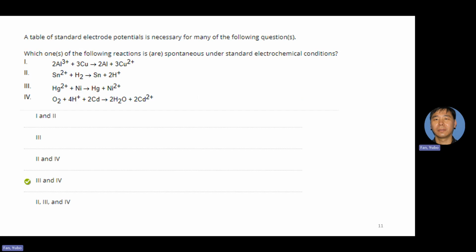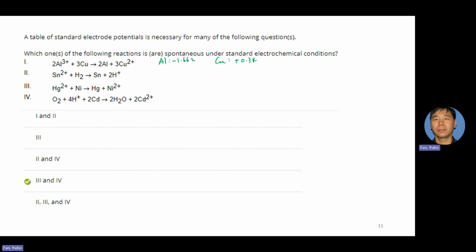Next question. Which one of the following reactions is spontaneous under standard electrochemical conditions? Okay, this question is similar to the previous one. For the first one, we need to find aluminum. I just write it really quick. Okay, minus 1.662. Copper, we know copper is plus 0.34.